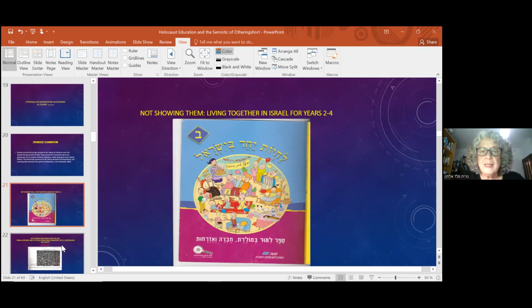See, for example, this front cover of a series for young children called Living Together in Israel. If you look well at the picture, you will see that the people who live together in Israel are exclusively white Jews. No Arabs and not even Ethiopian Jews.